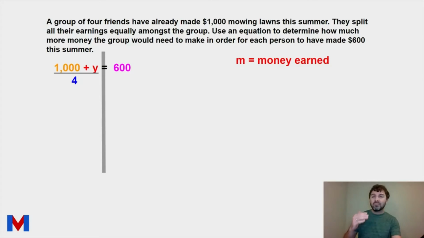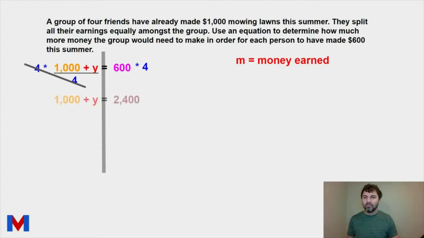So I got to do the opposite or inverse operation of divided by 4, which is multiply by 4. And whatever I do to one side, I got to do the exact same thing to the other side. So 4 divided by 4, that's 1. That's going to go away. Kind of ignore it for now, because 1 times anything is itself. And then we have the 600 times 4. So what we have left over right now is 1,000 plus y equals 2,400.